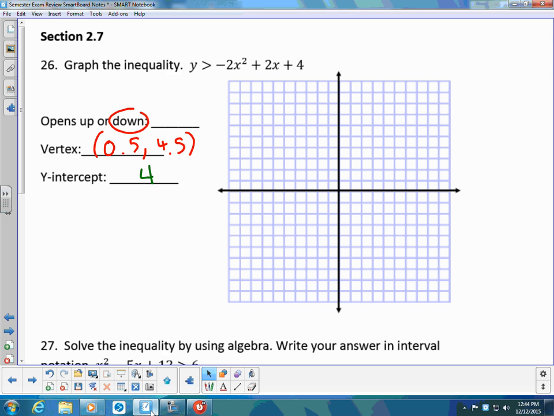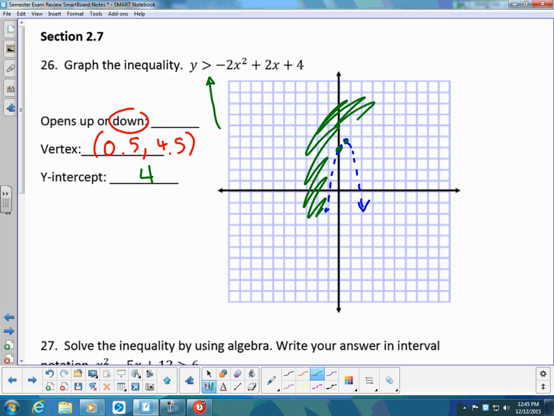All right, but what about the shading? Since this is an inequality, let's plot what we have. So we've got 1/2 and then 4.5, which is right about here, and then 0, 4 would be right here. I know it opens down. By the way, it's a strictly greater than, so that means it's not greater than or equal to, which means I do want a dotted parabola, so it's going to look something like this. And since it's a greater than, that means I do want to shade above the parabola. So I want to shade all of this area above the parabola.